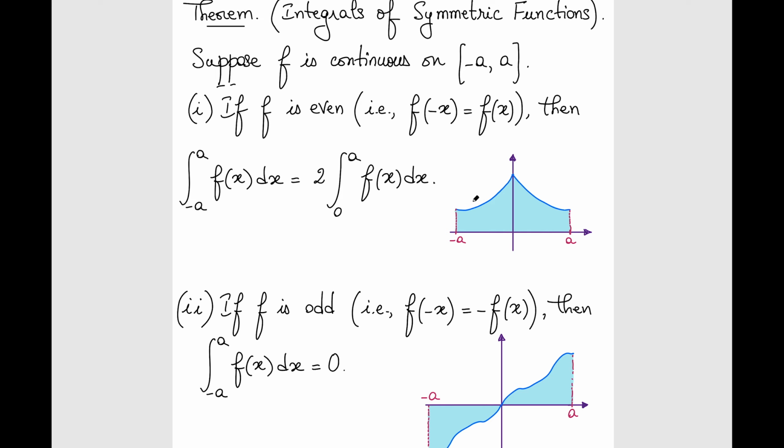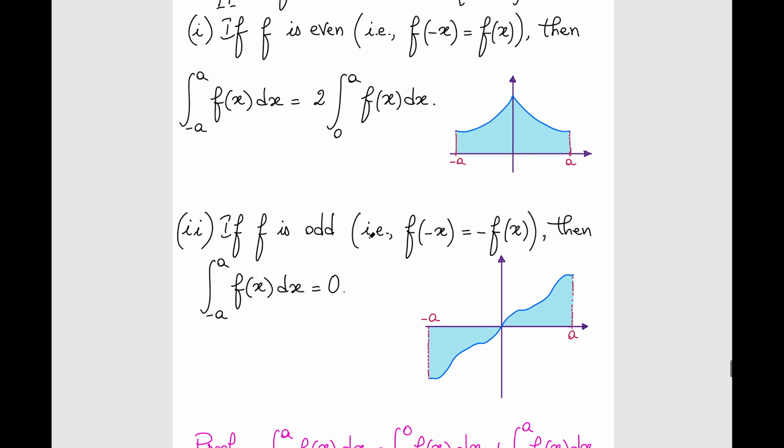So what we're saying here is the area under the graph and above the x-axis, so this blue shaded region, is twice a piece of it, right? I mean, it's believable, at least when you consider f to be non-negative.